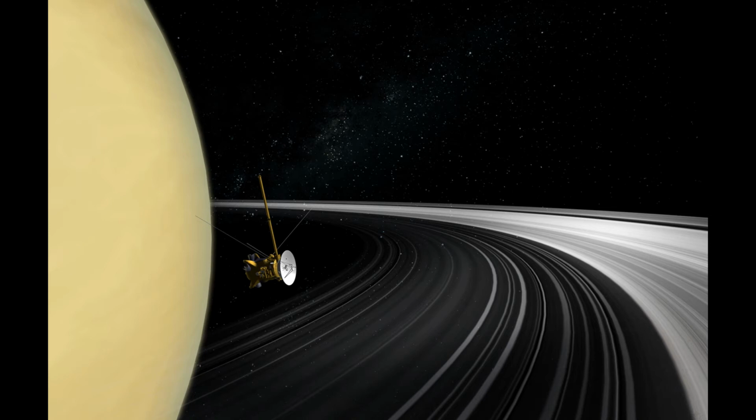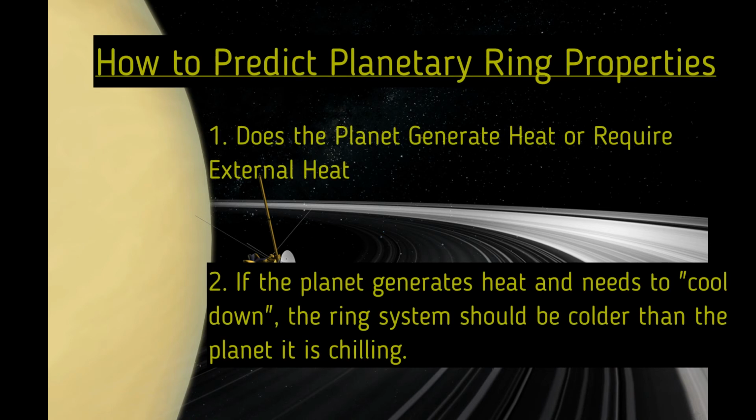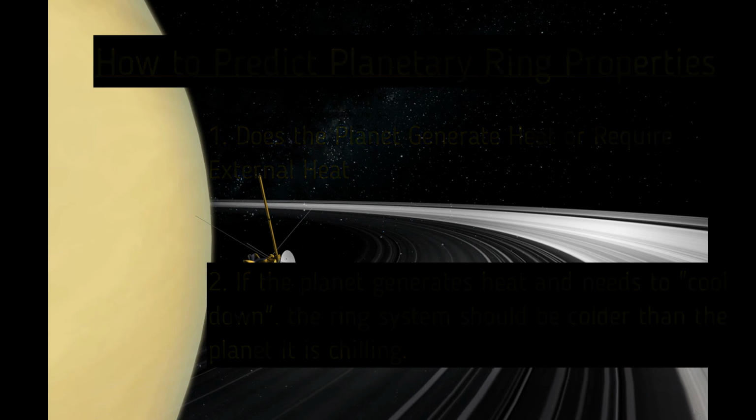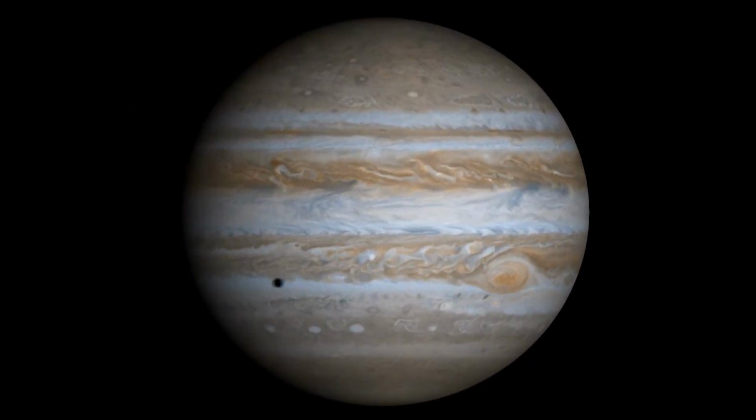Meaning, is a planet's ring system acting as a heat exchanger, warming up or cooling down the planet? The first question we have to ask is, does a planet generate or require heat? We're going to look at the first two planets. They both generate heat. So if they do generate heat, then the ring system needs to be cooler than the planet to cool it down. The first gas giant we're going to look at is Jupiter.